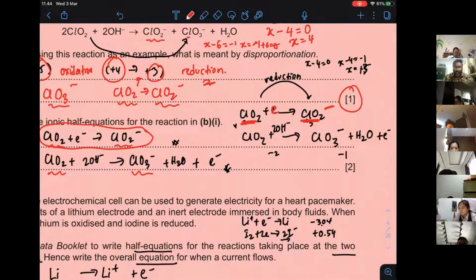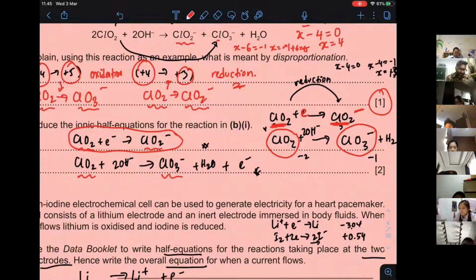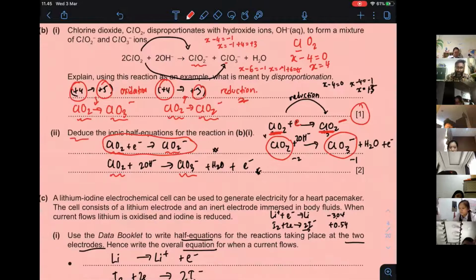What is the extra work that I need to do? Because there is ClO2 and there is going to be ClO3 minus, there is going to be one more extra oxygen. But again, they say deduce. Don't simply do something new. When they say deduce, you see this reaction automatically changing into this. So another reaction is there is an involvement of OH.